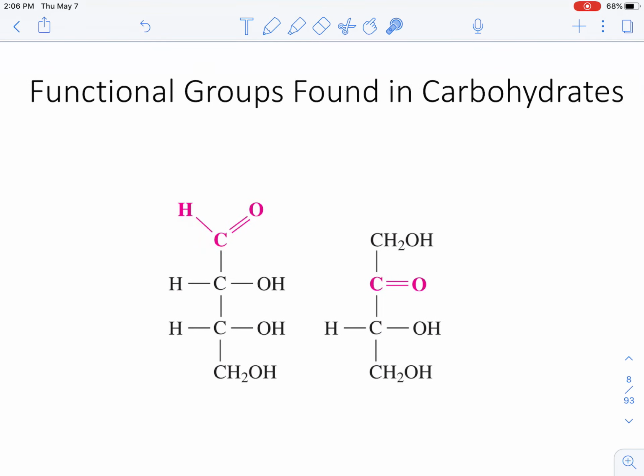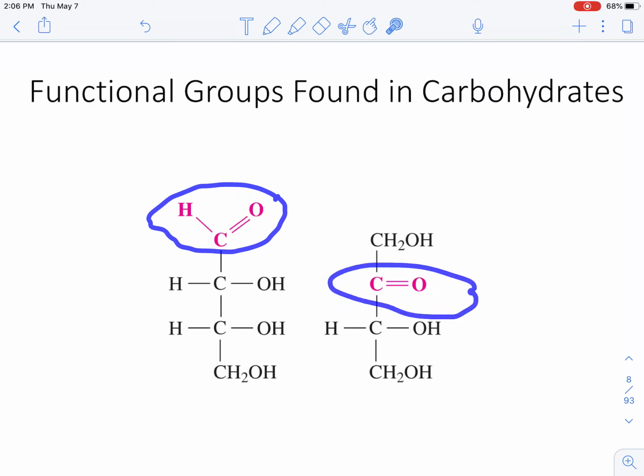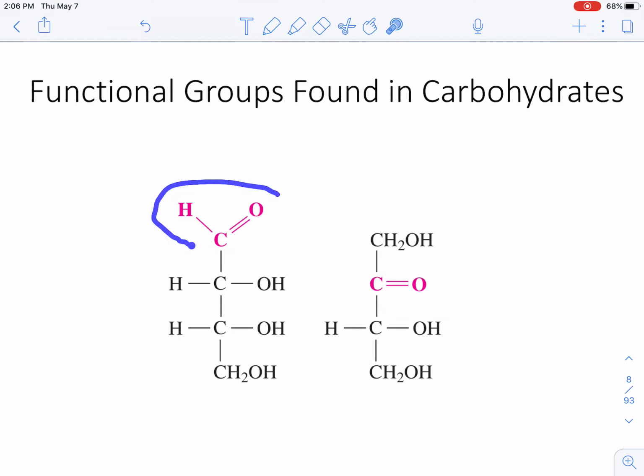And so overall, carbohydrates come in two flavors. The flavors that I'm referring to are these functional groups that we discussed in chapter 12. Actually, let me take a step back. Overall, there are 3 functional groups that can be observed in the linear form of carbohydrates. And so carbohydrates can be categorized by what you see here in pink and what I'm circling in blue. From chapter 12, we know that this functional group is an aldehyde.